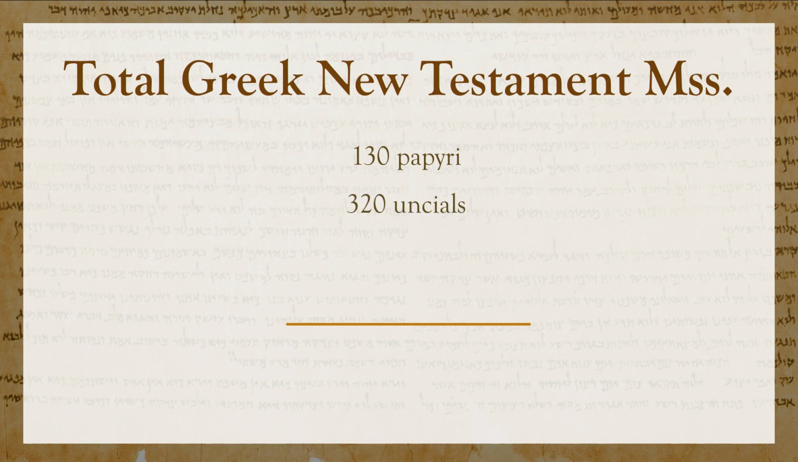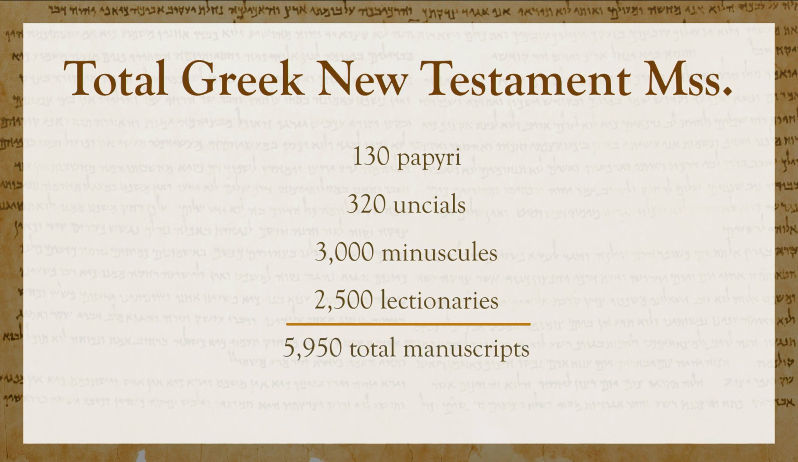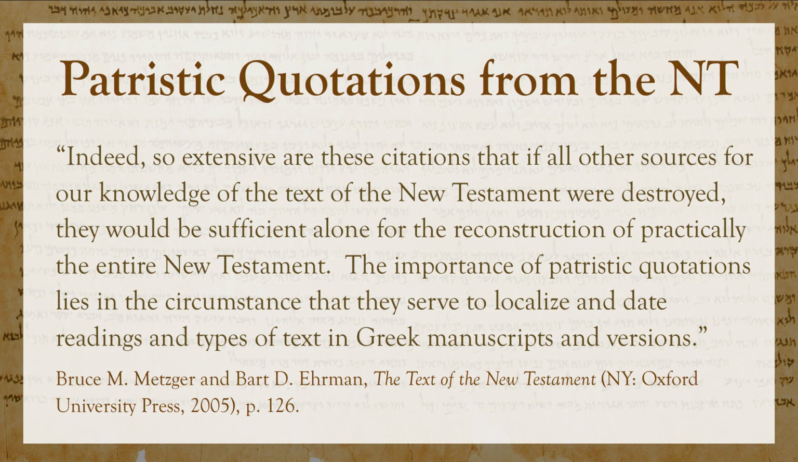Total Greek New Testament manuscripts: we've got 130 papyri, 320 uncials, 3,000 minuscules, and 2,500 lectionaries. I'm not even going to mention the quotations from the church fathers. Approximately 5,950, almost 6,000 Greek New Testament manuscripts. And then we have these tons of quotations from the church fathers. Metzger and Ehrman write, indeed, so extensive are these citations in the various books that Christians wrote in the early years, that if all other sources for our knowledge of the text of the New Testament were destroyed, they would be sufficient alone for the reconstruction of practically the entire New Testament.